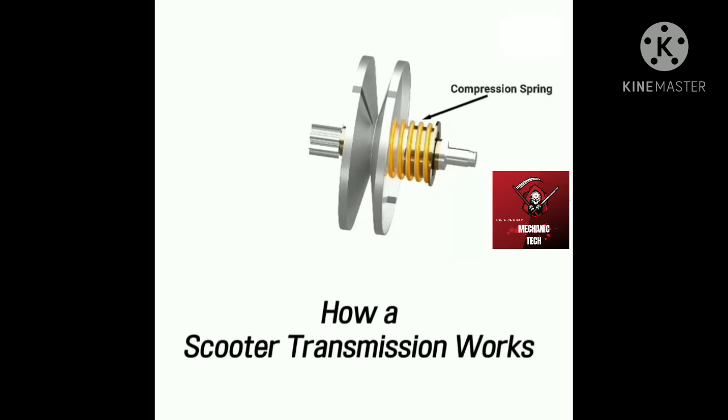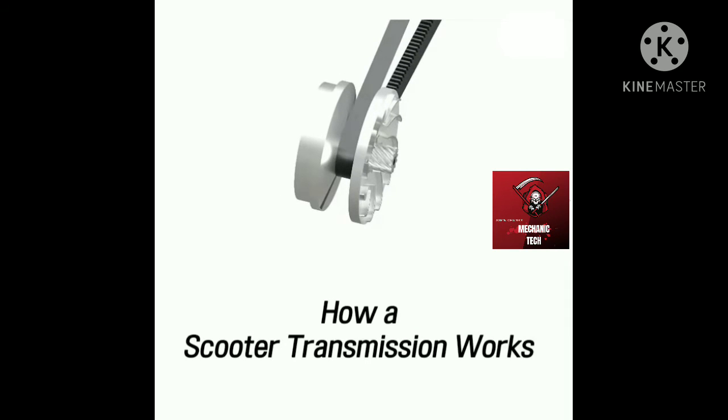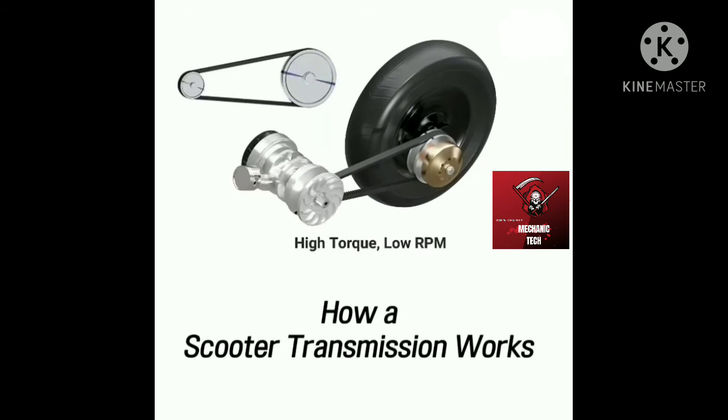A compression spring forces the sliding plate to stay close to the other plate. This forces the belt to stay at the highest diameter of this pulley. In the driver pulley, the axial stiffness of the belt pushes the sliding cone farthest apart. This causes the driver pulley to have minimum diameter. This is the condition of high torque, low RPM.